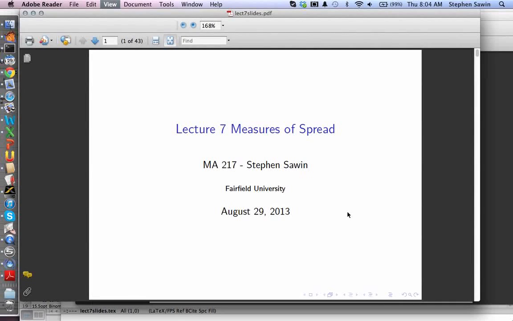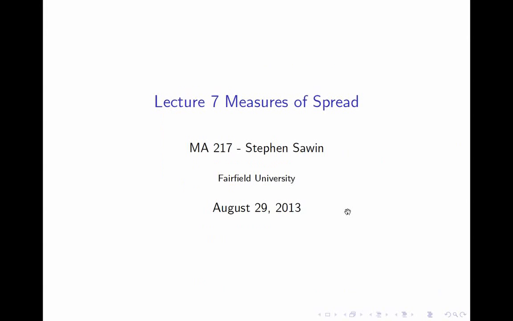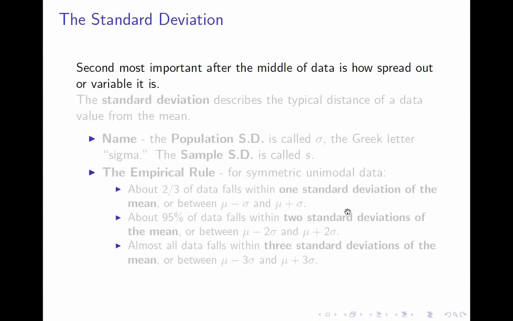Lecture 7, Measures of Spread. So let me remind you that last time we talked about measures of central tendency. We talked about parameters and statistics for a numerical variable, which told you where the middle or typical value was. That's the most important thing to say about a numerical variable. But the second most important thing to say is how spread out the values are around that middle.